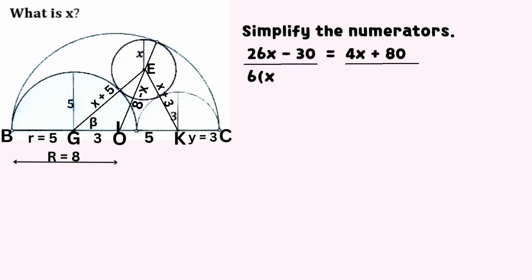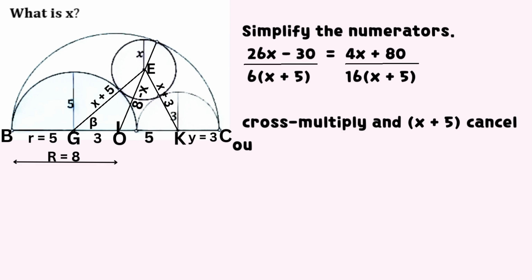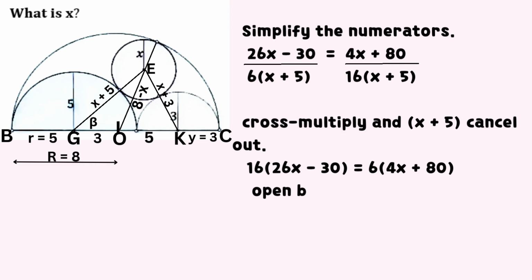Simplify the numerators and we have that 26 times x minus 30, all divided by 6 times x plus 5, equals 4 times x plus 80, all divided by 16 times x plus 5. Cross multiply and x plus 5 cancels out. Open brackets and we have that 416 times x minus 480 equals the sum of 24 times x and 480.